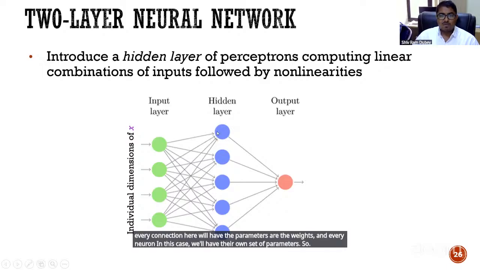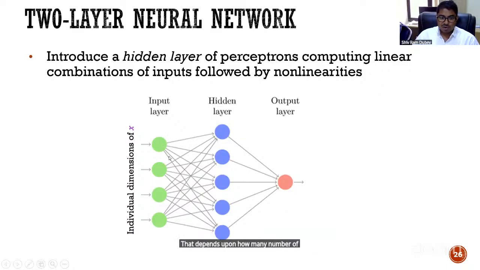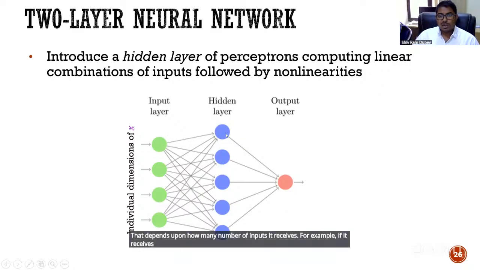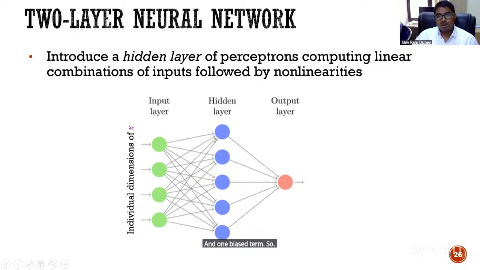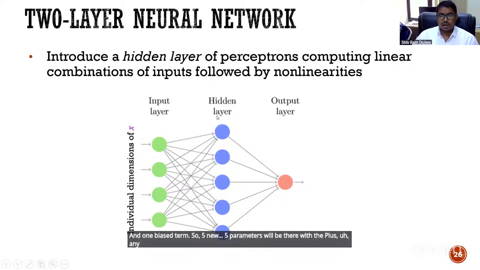So how many parameters will there be for the first neuron in the hidden layer? That depends on how many inputs it receives. For example, if it receives 4 inputs, then there will be 4 parameters, W1, W2, W3, W4, because we need to perform a dot product, and one bias term. So 5 parameters will be there for any neuron in this hidden layer.